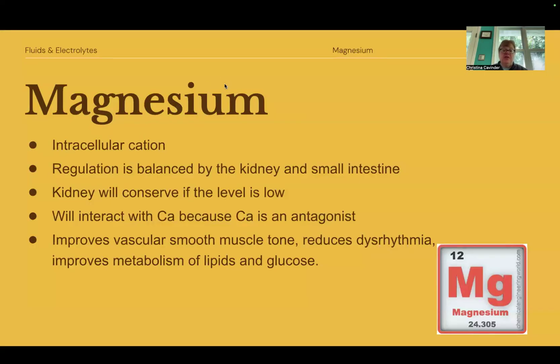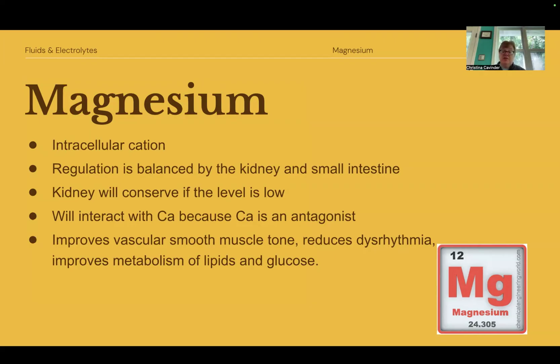Magnesium. This is an intracellular cation. Regulation is balanced by the kidney and the small intestine. The kidney will conserve magnesium if your levels are low. So again, if you have renal failure, your electrolytes are going to be a mess. This will interact with calcium because calcium is its antagonist. So again, those three electrolytes, magnesium, phosphorus, and calcium, have to be balanced.